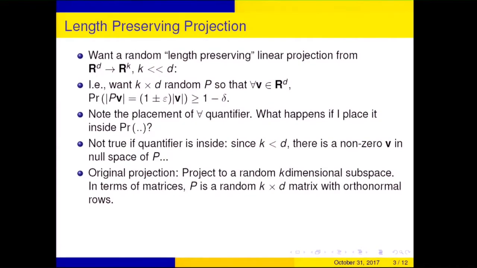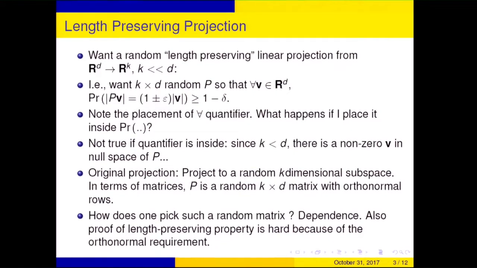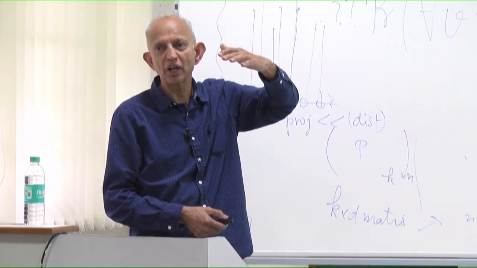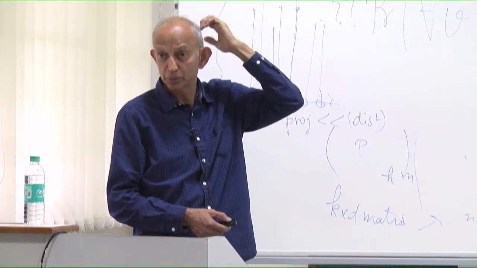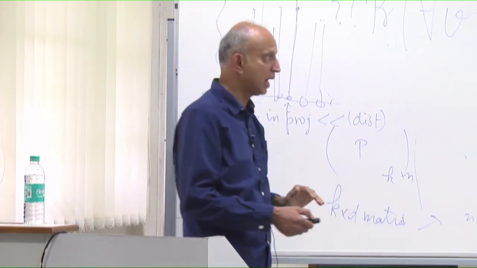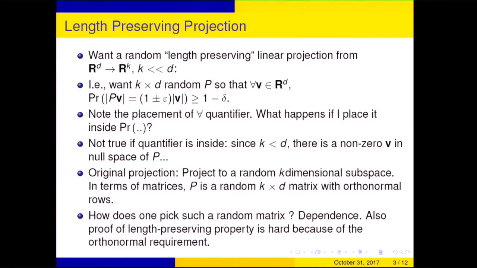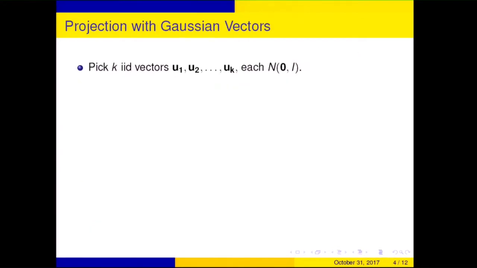Their paper was very long, 50 pages. The difficulty was, first, how do you pick such a matrix? There's dependence between the rows, right? I pick the first row. The second row cannot be independent necessarily. I must make sure the dot product is 0. I must make sure of strict orthogonality. And that turns out to involve a very complicated argument, both for generation and, because of the dependence, to prove length preserving. So we won't do that. We are going to do something slightly different where the vectors are not orthogonal, but still the whole thing works.